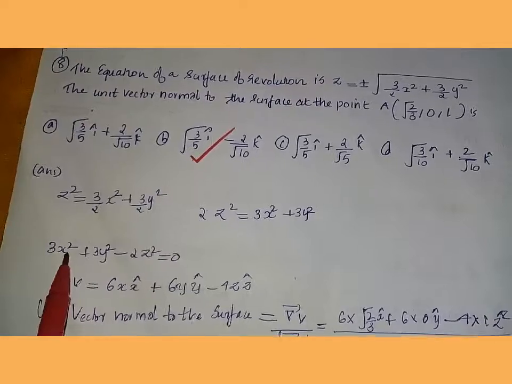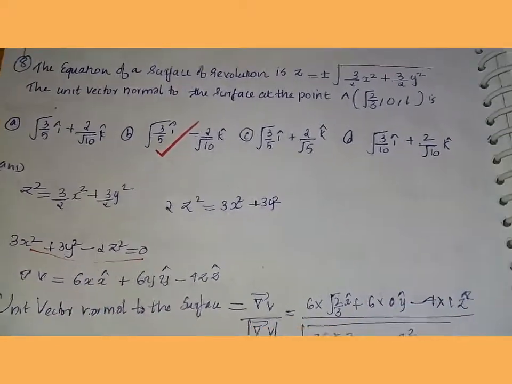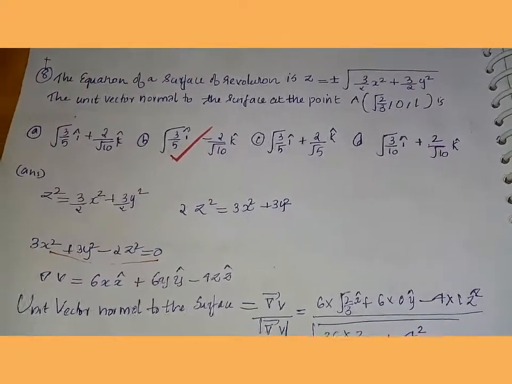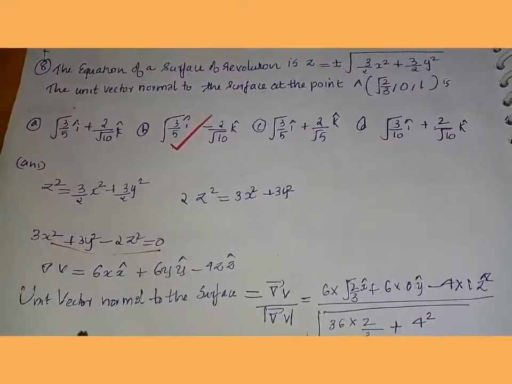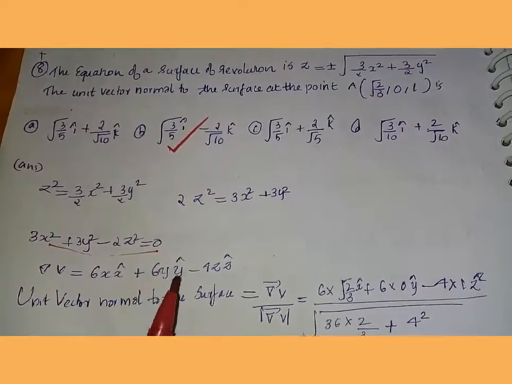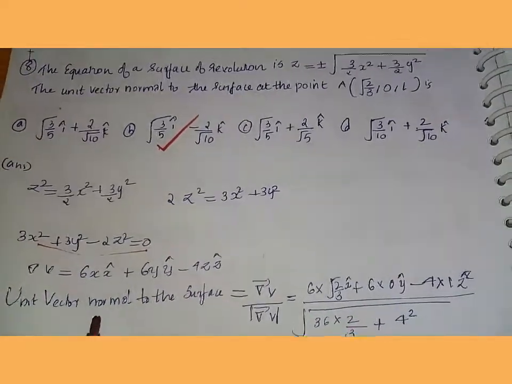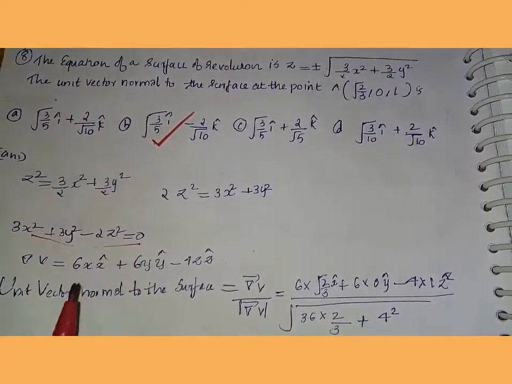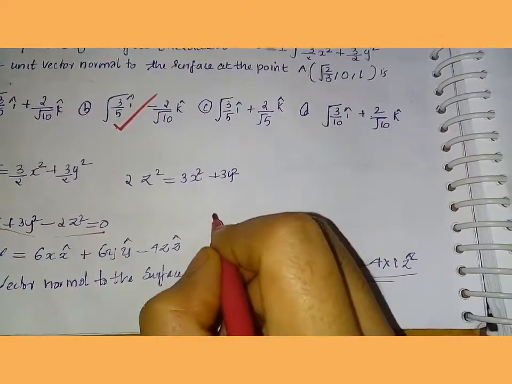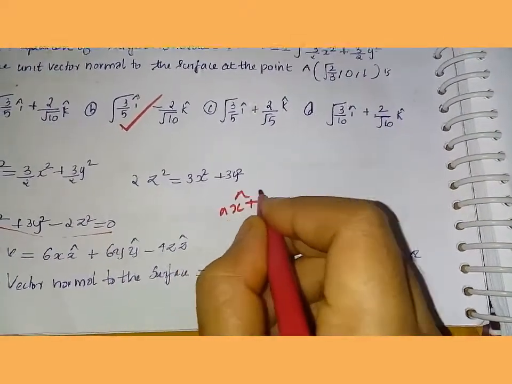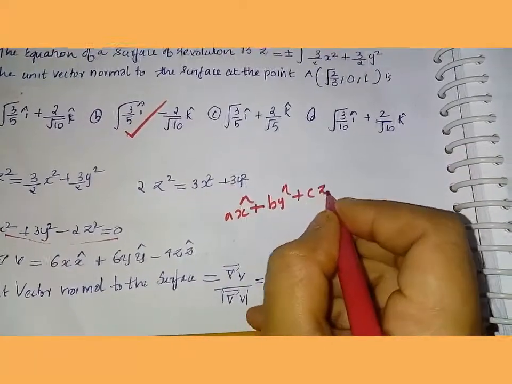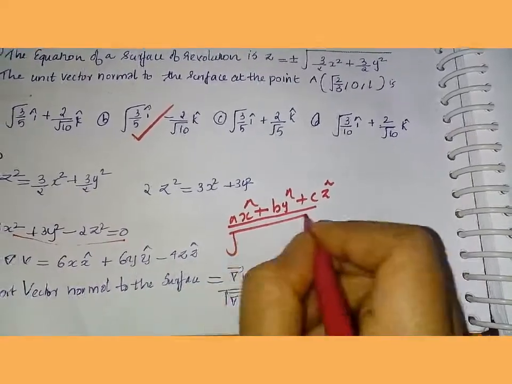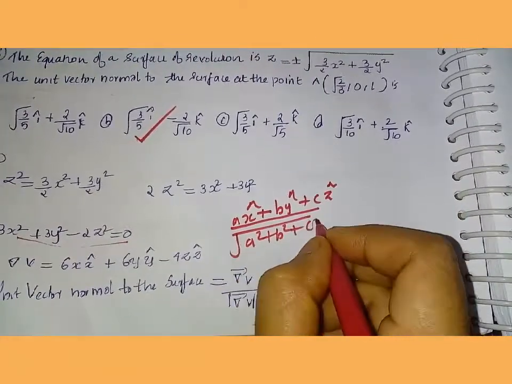Okay, so here we can change this equation like this, and we have to find the gradient for this surface, that is del v = 6x x cap + 6y y cap − 4z z cap. So the unit vector normal to the surface is del v divided by mod del v. Mod del v, for a vector a x cap + b y cap + c z cap, the mode will be under root a² + b² + c².